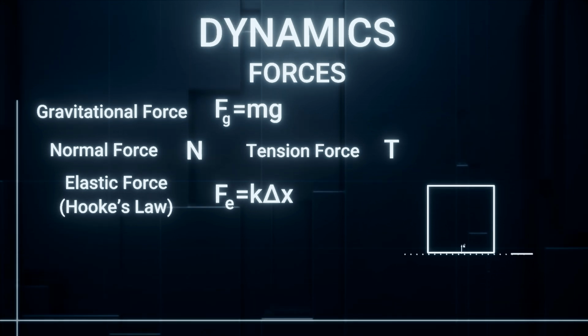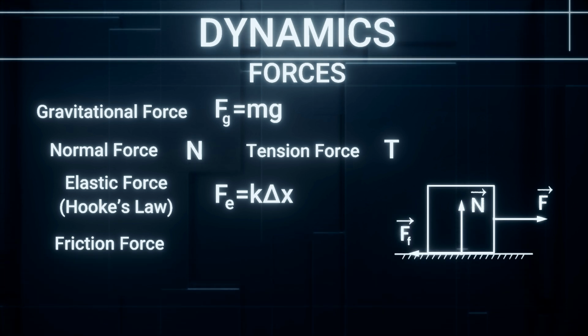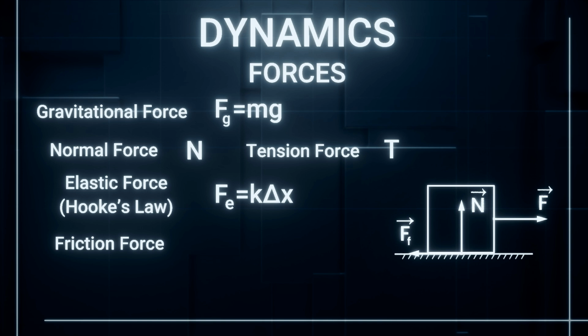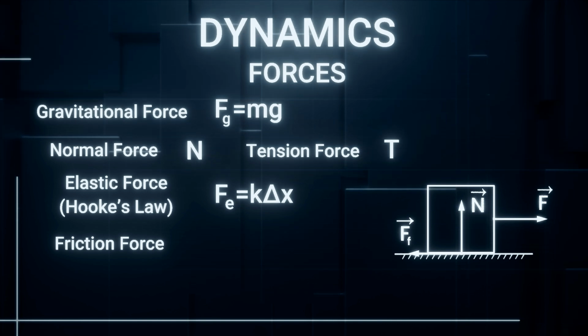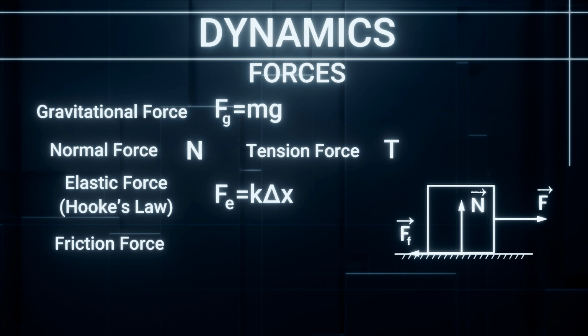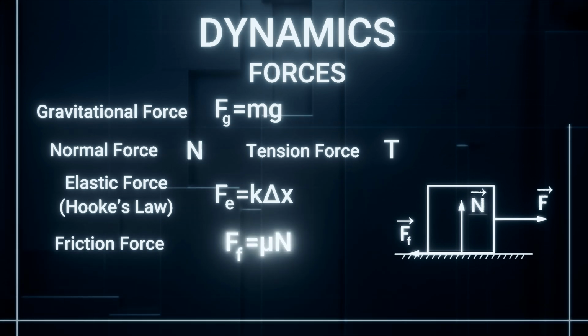Another common force is friction, which resists motion when two surfaces are in contact. There are two types of friction: static friction and kinetic friction. Static friction prevents an object from moving when a force is applied. Kinetic friction takes over once the object starts moving and remains constant. Its magnitude is given by the formula.